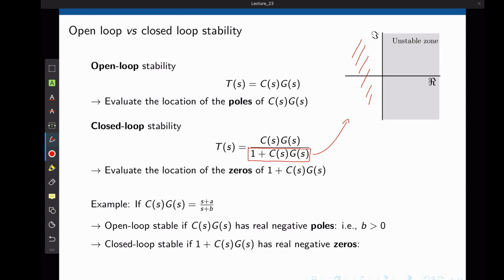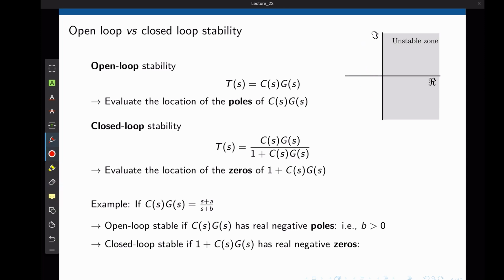So the closed-loop stability can be stated in two ways, and they are equivalent. The poles of T(s) lie on the left side of the S-plane, or the zeros of the characteristic equation of T(s) lie on the left side of the S-plane. These two statements are the same.